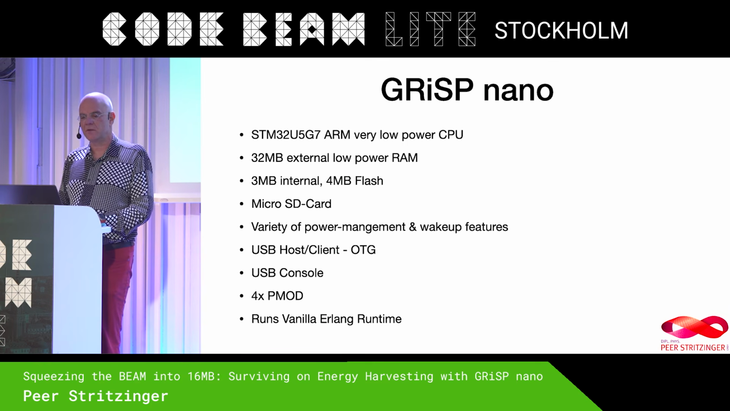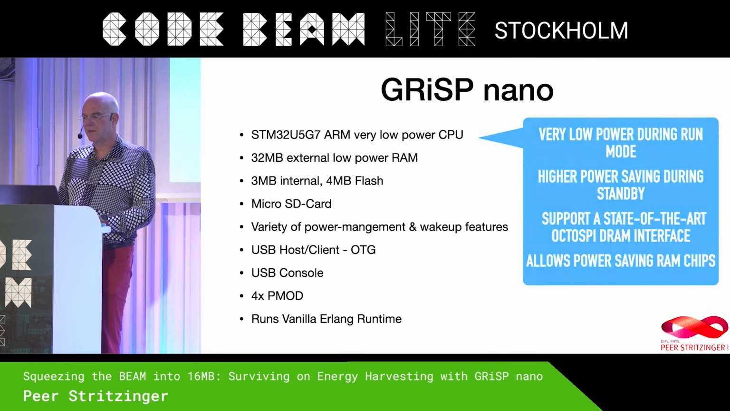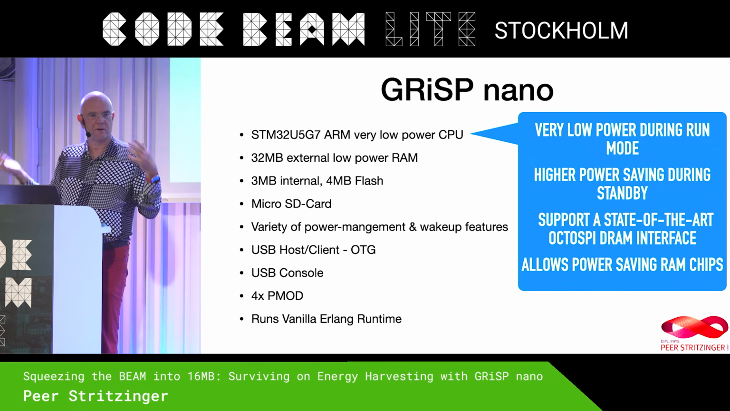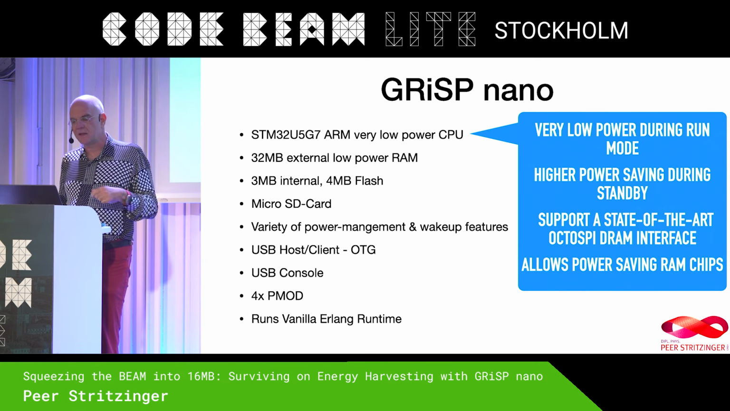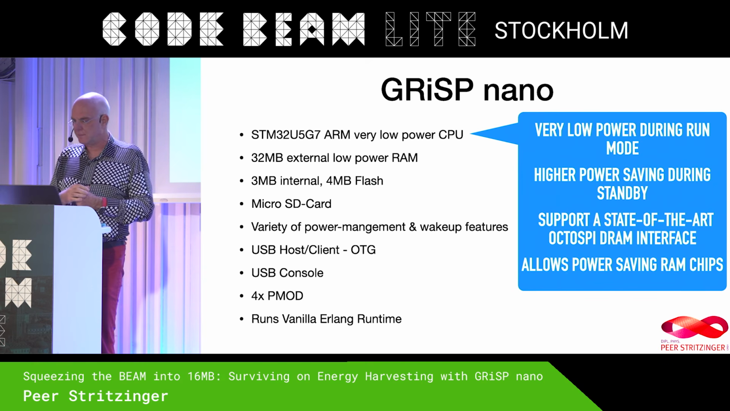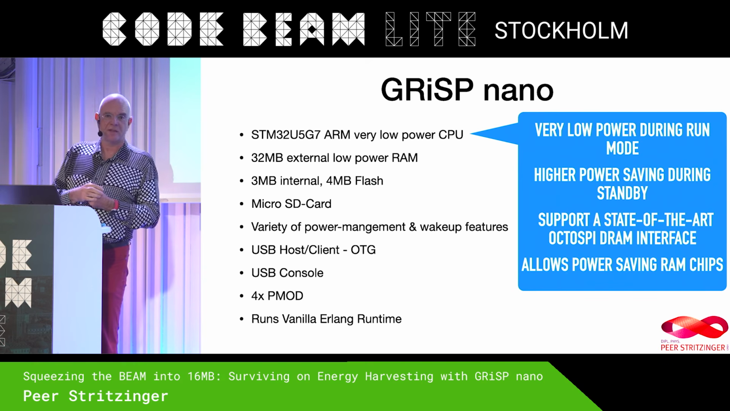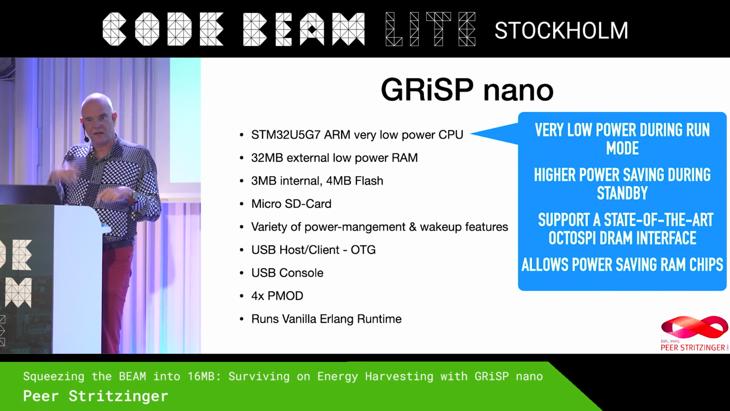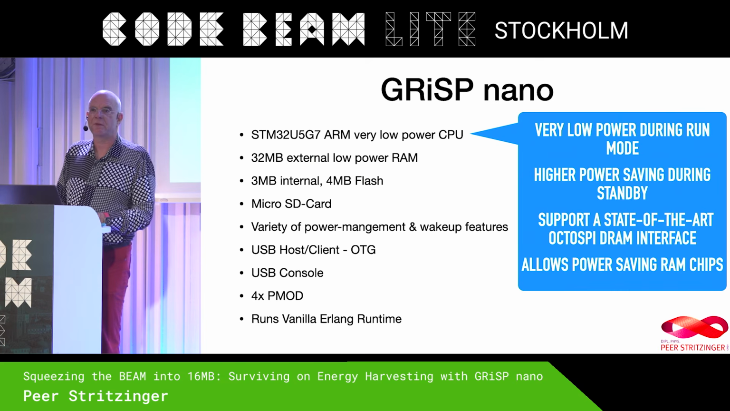It is an STM32 U5, which is the very low power one. It allows very high power savings during running, and it sleeps very deeply, so it's made for this energy harvesting thing. And it also supports state-of-the-art Octo SPI RAMs. SPI is a serial interface, and Octo SPI is where you replace the one serial line with 8 synchronous ones, so you have a byte every clock, and you can get very power efficient RAMs for that.